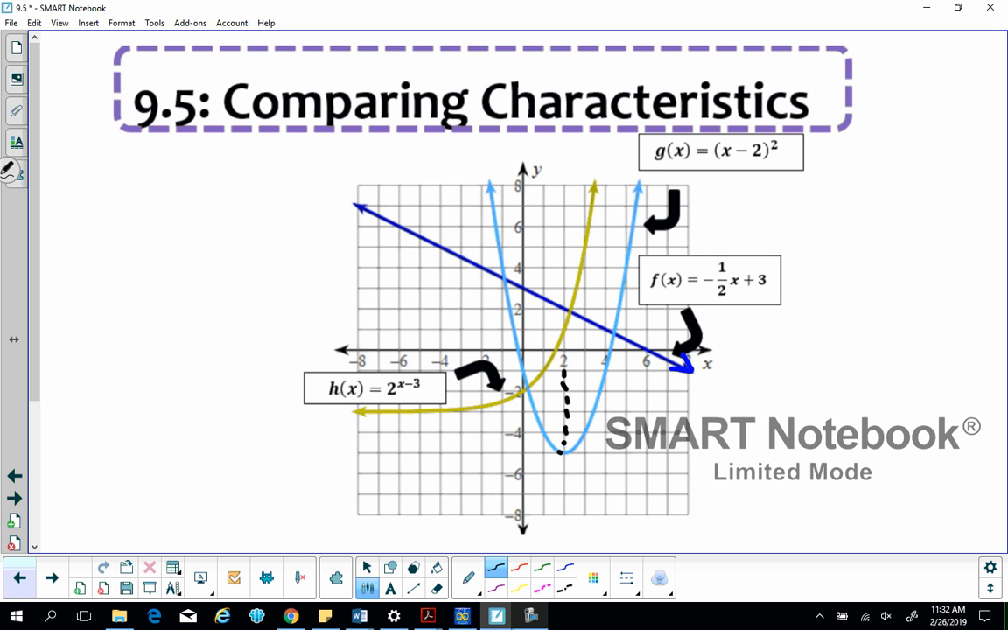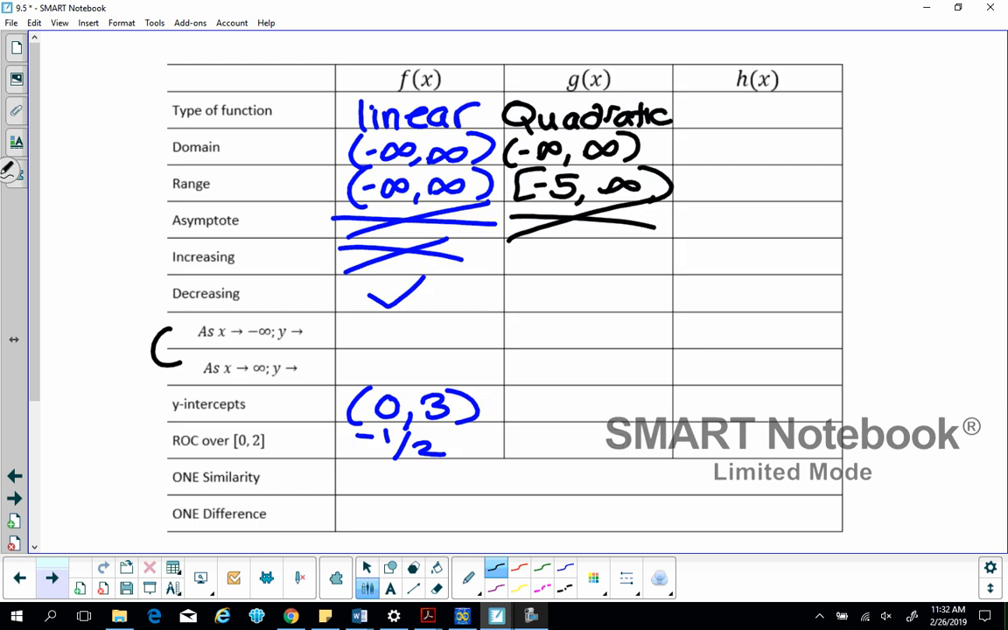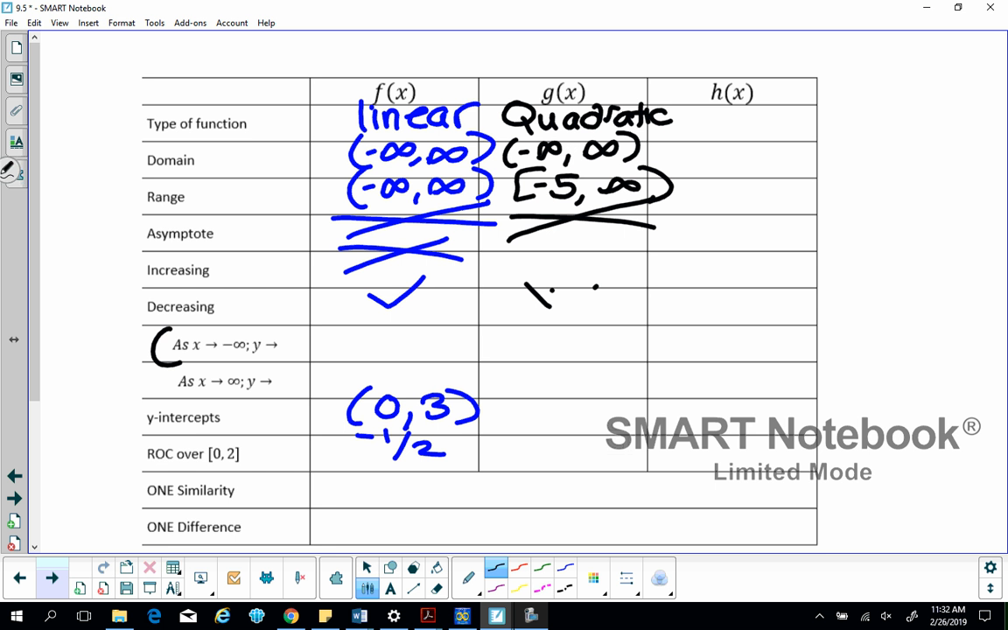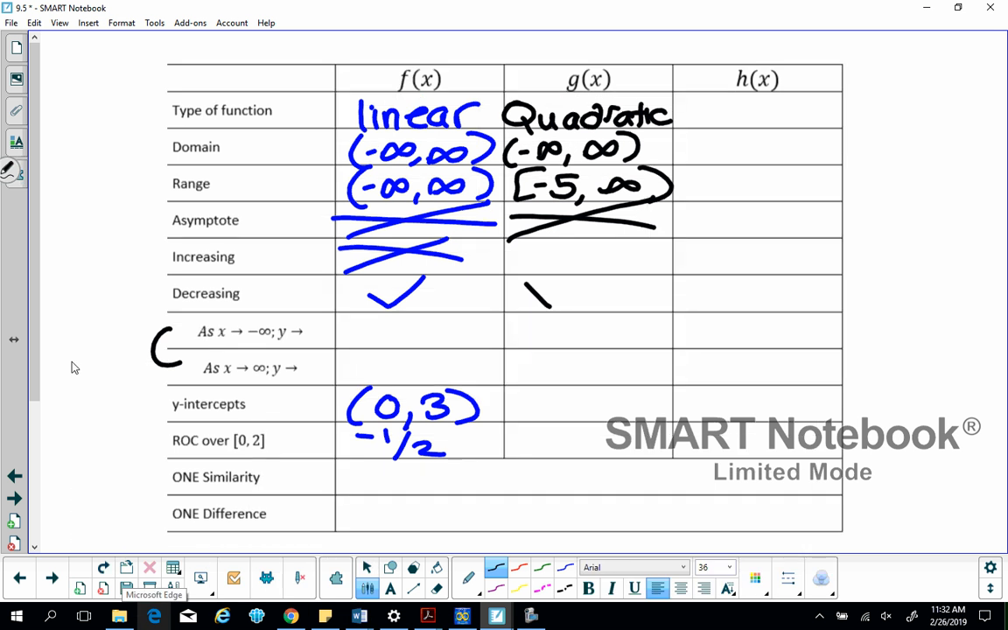Now, looking at it, we need to figure out when it's increasing or decreasing. So we're looking at the axis of symmetry, which is 2, right? When x is less than 2, is it increasing or decreasing? Like from here to here? Decreasing. So when x is less than 2, it's decreasing. When x is greater than 2, it's increasing.